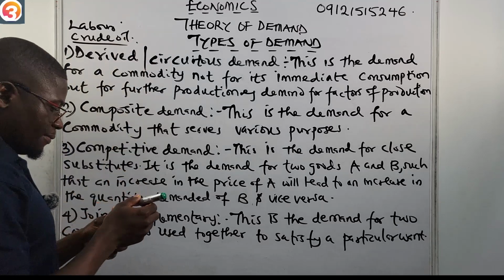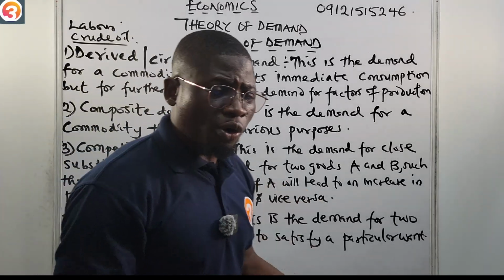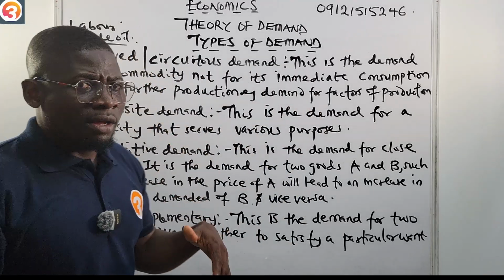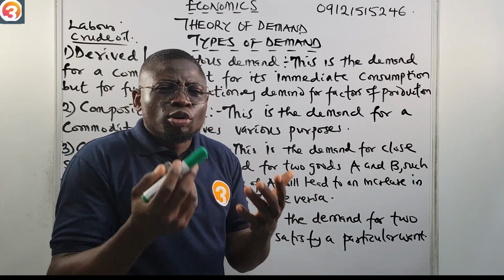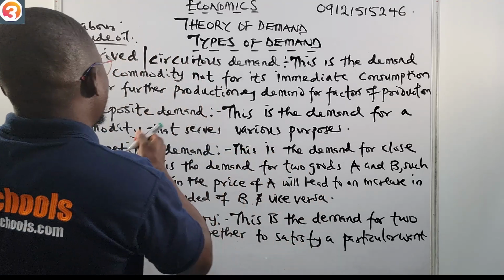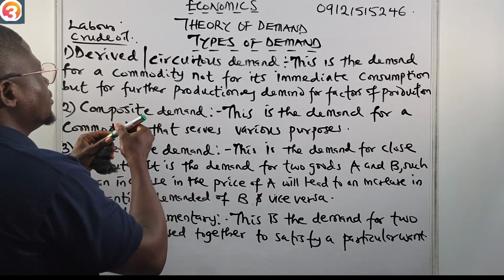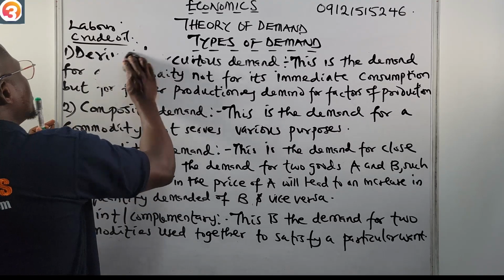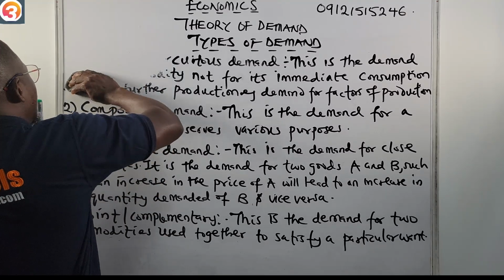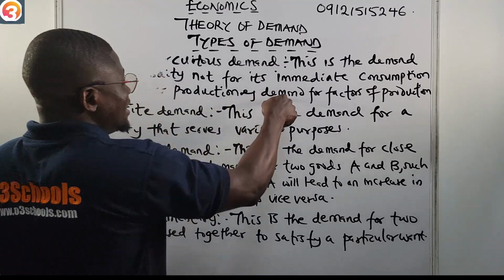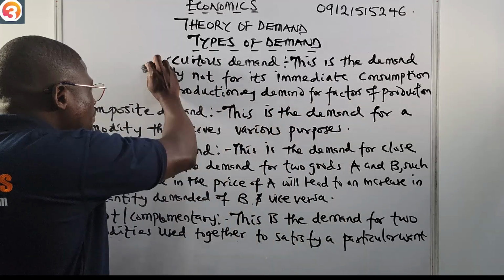Okay, crude oil. For crude oil, you can get other petroleum products from it. You can get gasoline. Let me take this derived demand. I've said an example is labor. In fact, demand for factors of production are examples of derived demand.